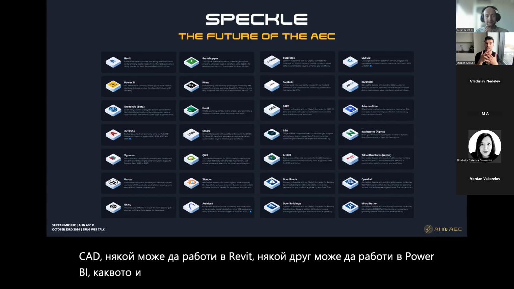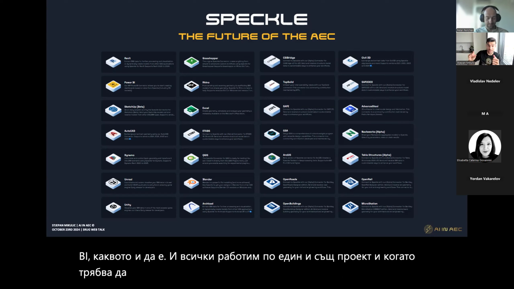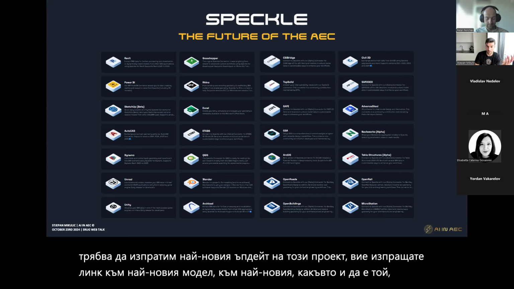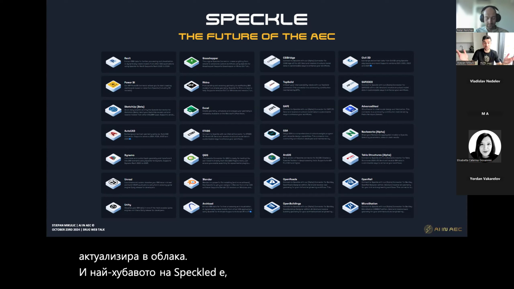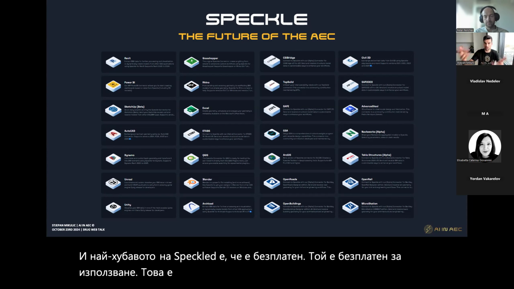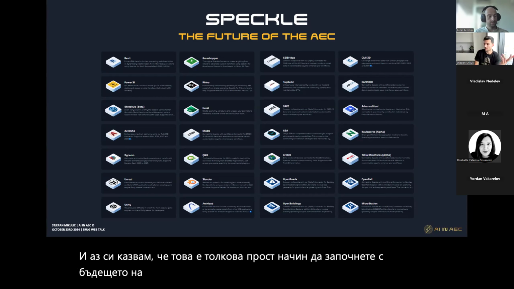And when we need to send the newest update of this project, you just send a link to the newest model, to the newest, whatever it is. It's all updated in the cloud. And the best thing about Speckle is that it's free to use. It's only when you host your projects on their servers that it costs money. And I'm like, this is such a simple way to get started with the future of the AEC. And people are like, oh, really? I didn't even know. This is what I'm trying to change with these kinds of presentations.